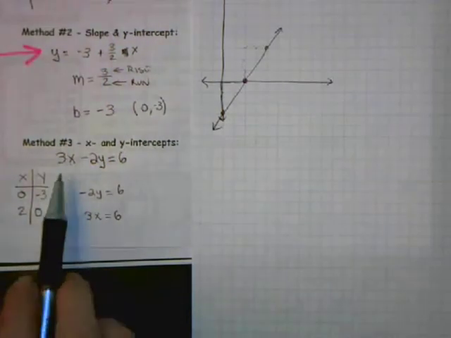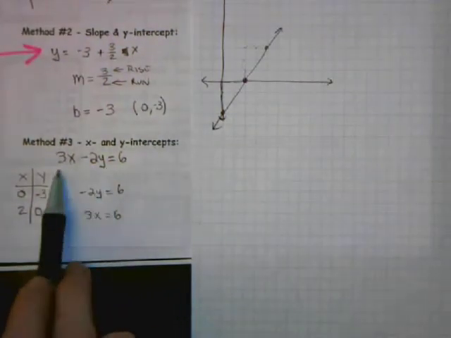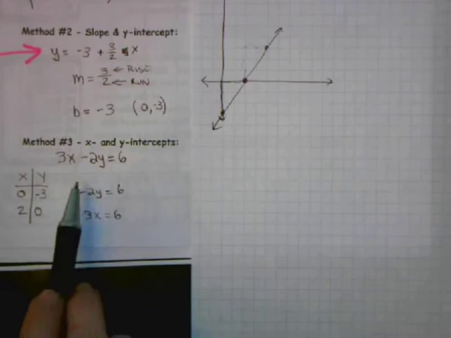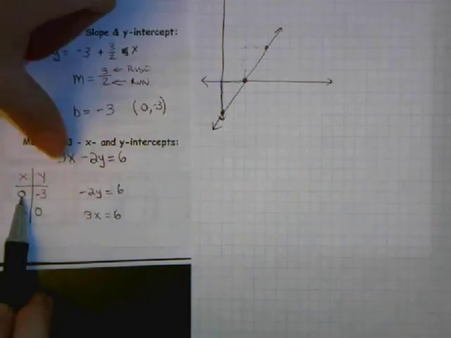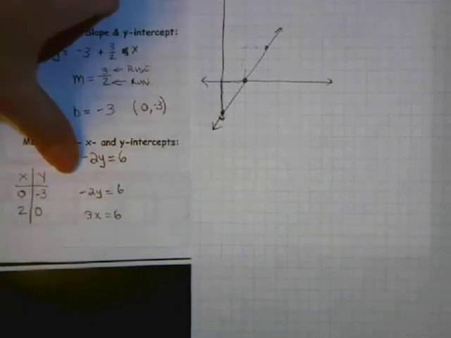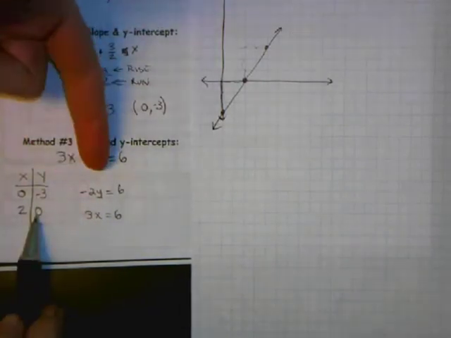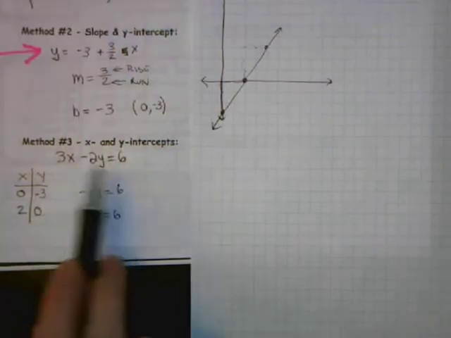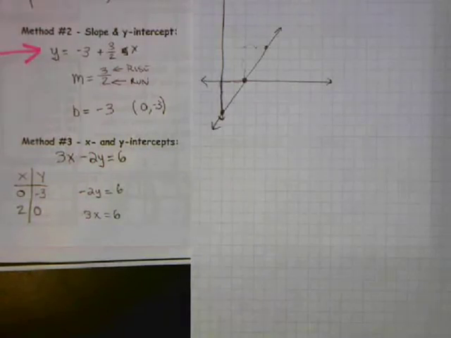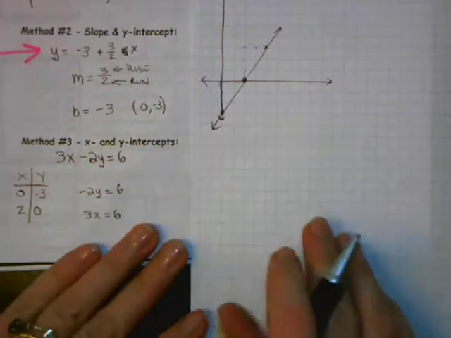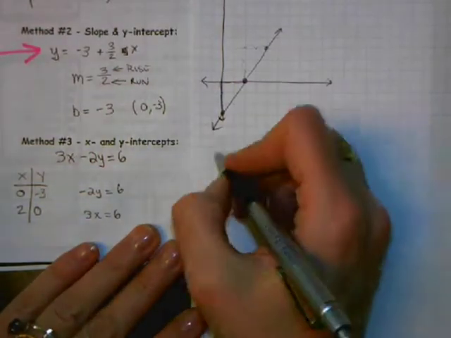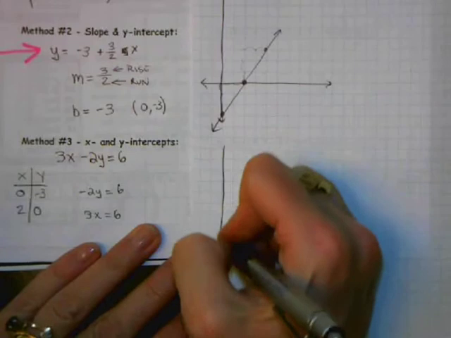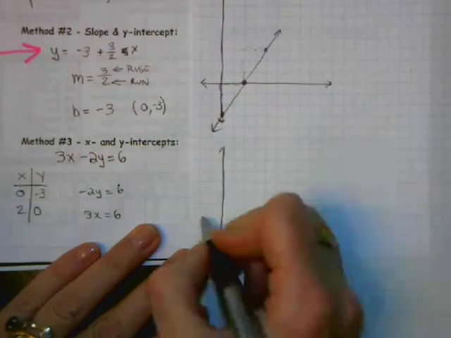This method is the easiest when x and y are on the same side of the equal sign, because when you plug in a 0 for x, one of the terms drops away, and when you plug in a 0 for y, the other term drops away. This method is actually a little bit harder to use if x and y are on opposite sides of the equal sign. Let's graph this line and verify that finding the x and y intercepts gives us the same line as the other methods did.